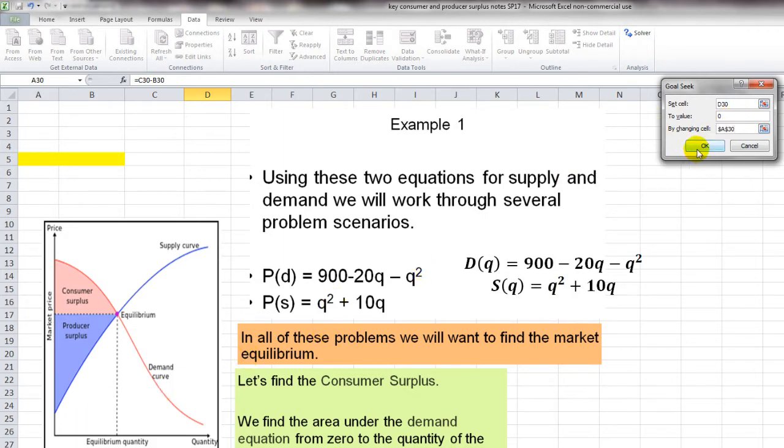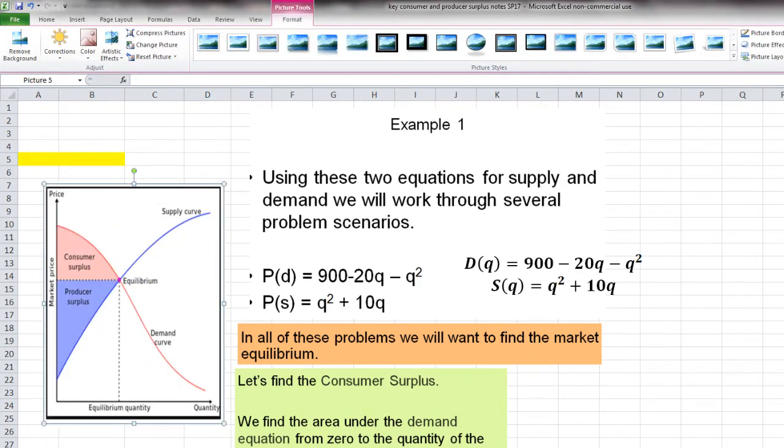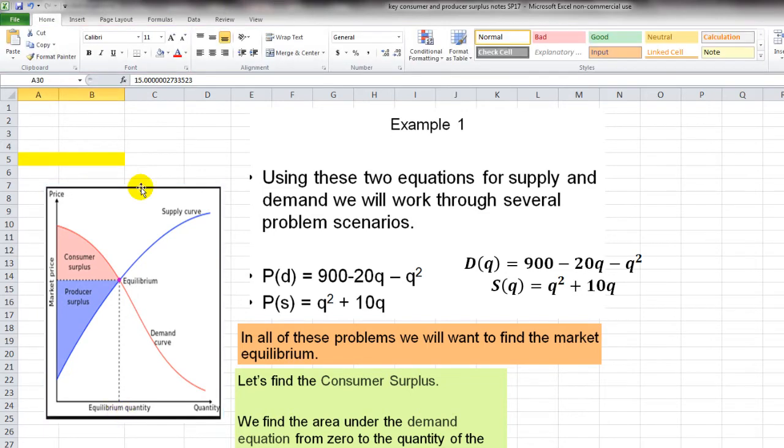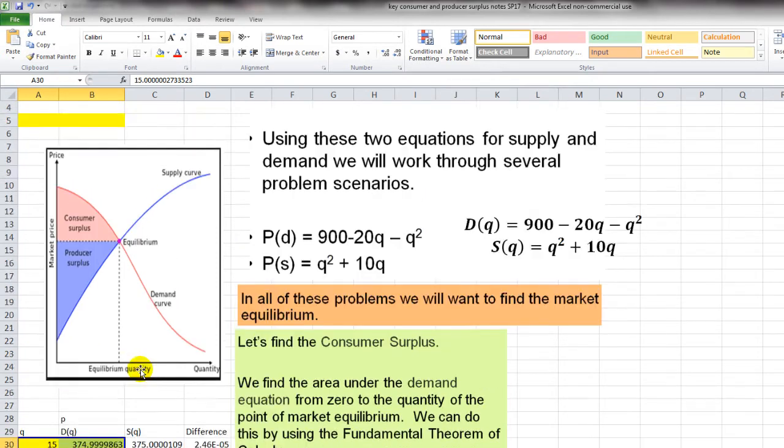So this is a good review from Unit 1. And so I have this. This is my quantity and this is my price. That's my market equilibrium. Okay?